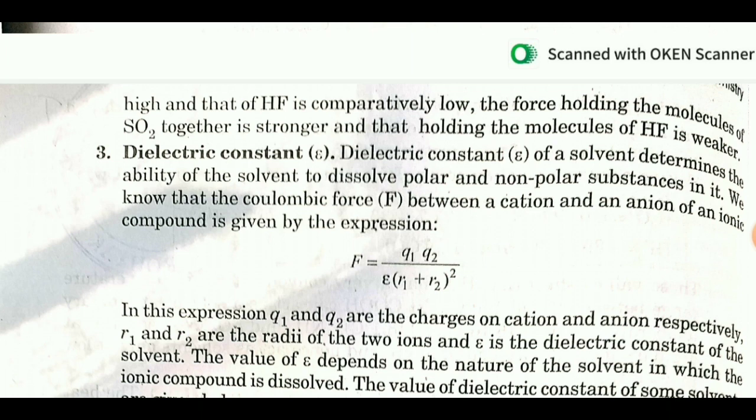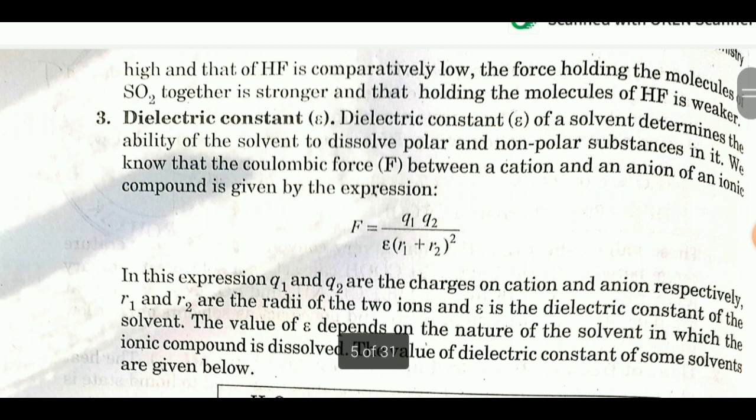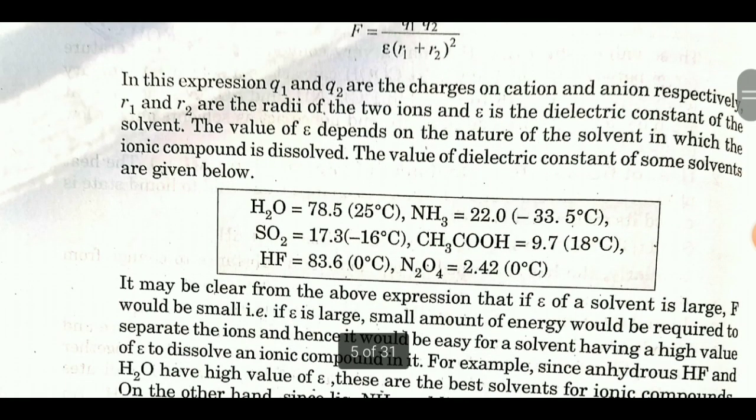Third, dielectric constant. The dielectric constant of a solvent determines the ability of the solvent to dissolve polar and non-polar substances in it. We know that the Coulombic force F between a cation and an anion of an ionic compound is given by the expression F is equal to Q1 into Q2 upon E into (R1 plus R2) whole square. In this expression, Q1 and Q2 are the charges on cation and anion respectively, R1 and R2 are the radii of the two ions, and E is the dielectric constant of the solvent. The value of dielectric constant depends on the nature of the solvent in which the ionic compound is dissolved.